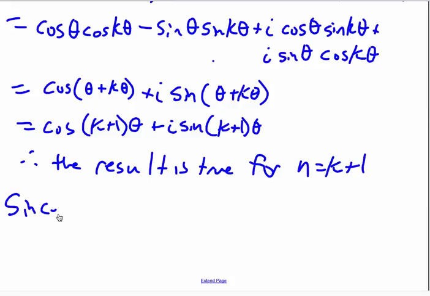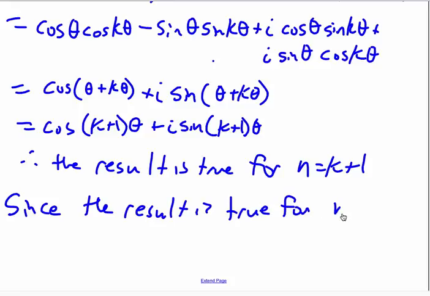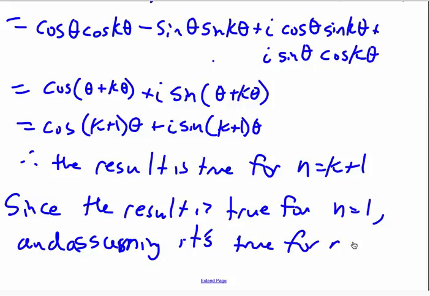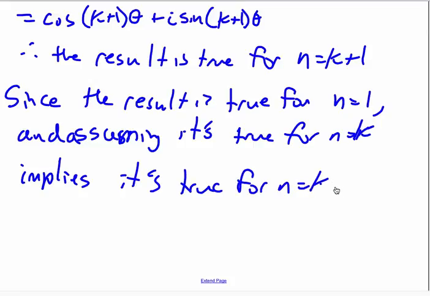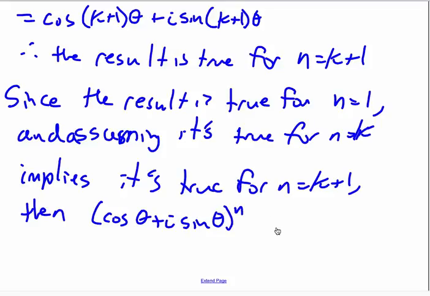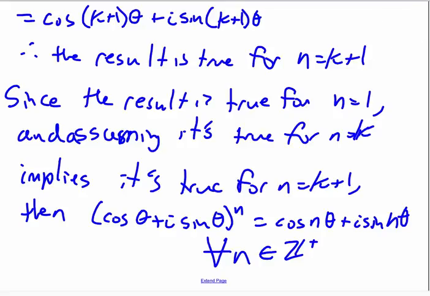So we can say the last part: since the result is true for n equals 1, and assuming it's true for n equals k implies it's true for n equals k plus 1, then let's write it out. (cos θ + i sin θ) to the power of n equals cos nθ + i sin nθ for all n in the positive integers. So that's the proof by induction.